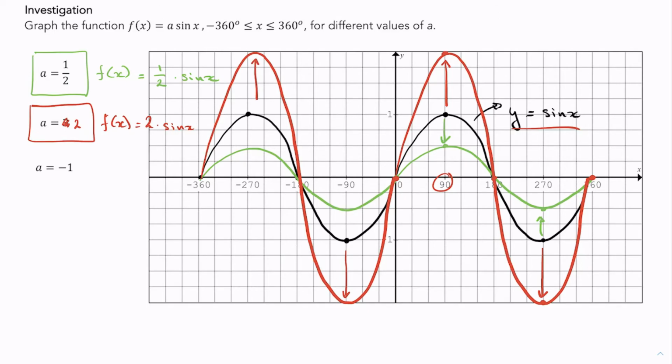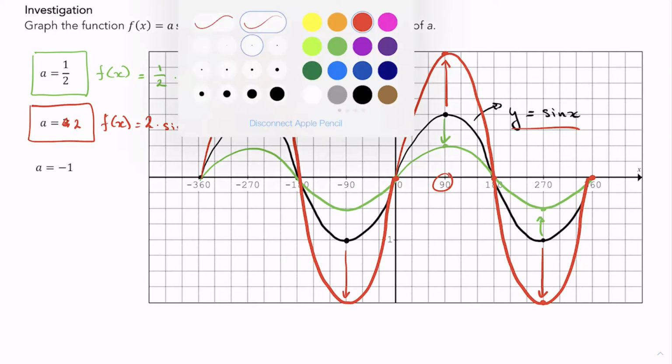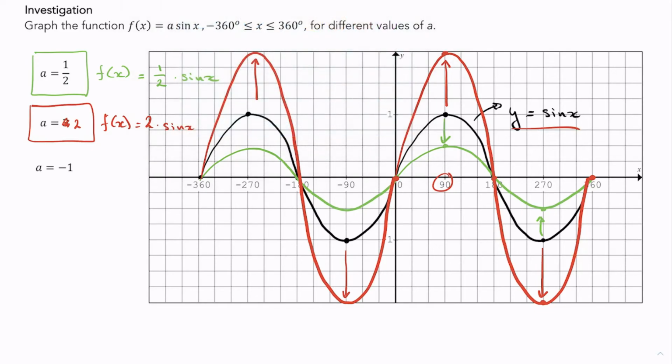So on the one hand, we get the compression with the green line, and on the other hand, with the red line, we get this vertical stretch. The last one is a -1. In other words, it's not doing anything to sine other than making it negative. So what does that look like? Well, let me do this in blue. So here we go. I'm going to have f of x equals -1 sine x.